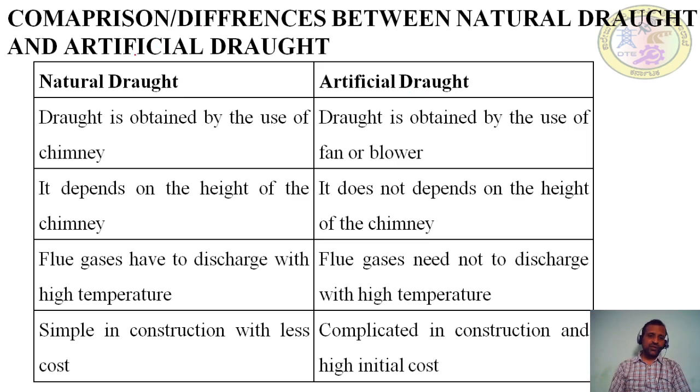In the case of natural draught, draught is obtained by the use of chimney. So it is a natural draught. Natural draught is created by using the chimney only, because the pressure difference must be created naturally here, right? Once you use the chimney, because of the density difference, the pressure difference is created. So that is in the case of natural draught. In artificial draught, draught is obtained by the use of fan or blower. So you must use the fan or blower for creating the pressure difference.